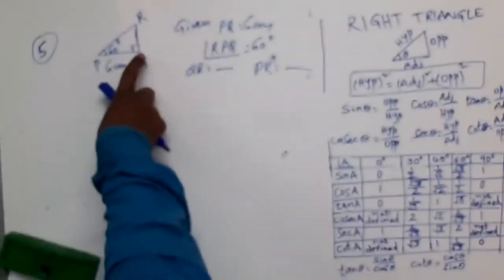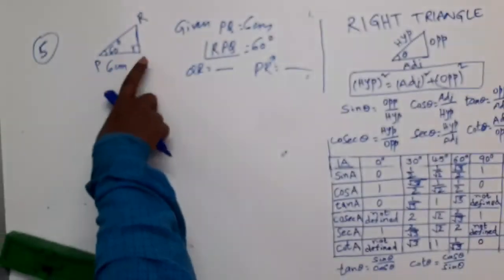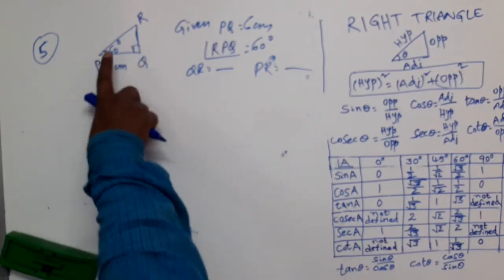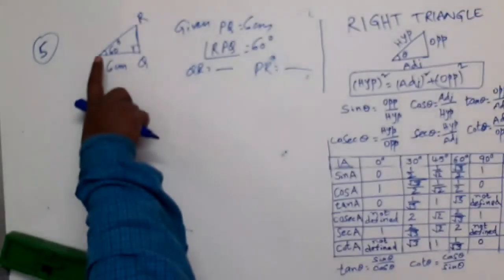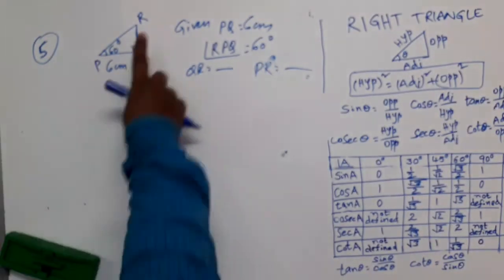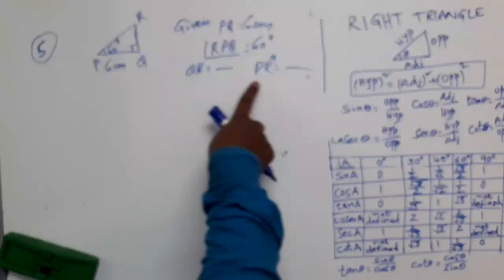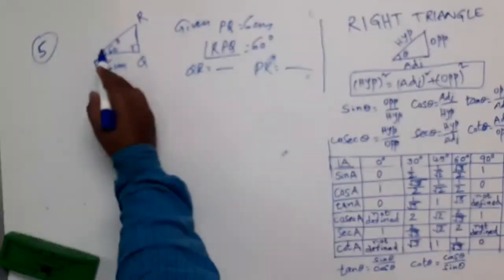In this right angle triangle, for the 60 degrees angle, this is the opposite side, this is the adjacent side, and this is the hypotenuse, right? You know the length of one side and one of the two acute angles. If you know like this, you can find the remaining two sides also. You can find the length of QR and the length of PR. Let us see how.